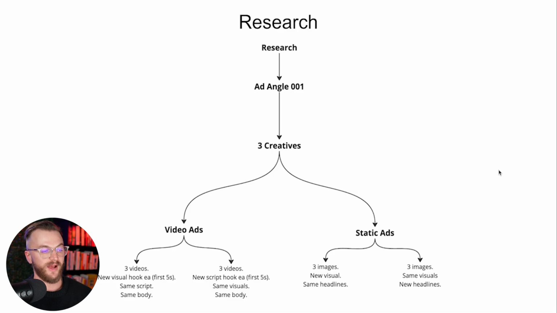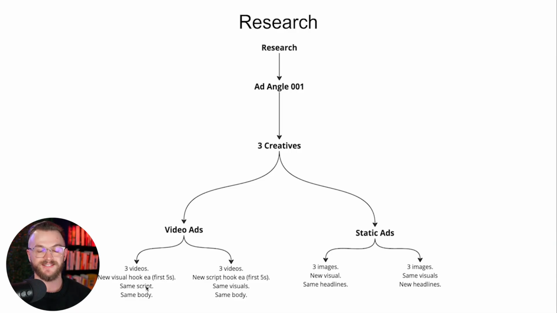Within each of those formats, if you have a video ad, you want to have these 3 different types of videos. So you either want to have 3 videos which have a new hook. You don't need to change your entire video. You just want to change the first 5 seconds, which you're going to notice Alex Hormozi talking about. A lot of digital marketers say the first 5 seconds is the most important part. So that's what you want to focus on optimizing and changing, right? So 3 videos, just a new visual hook with the same script and the same body.